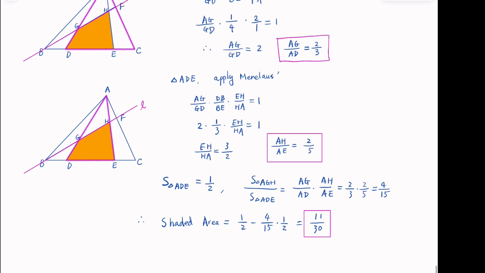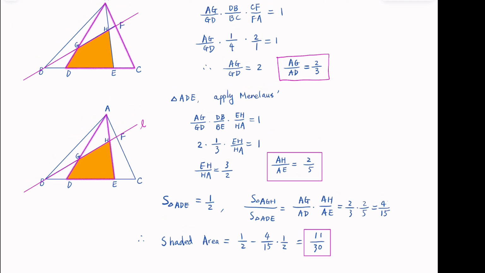So in summary, what we did is we first figured out ADE, and then in order to find the shaded area, you need to find the smaller triangle. In order to find the smaller triangle area, you need to find the ratio of AG over AD and AH over AE, and we use Menelaus Theorem to find these ratios.